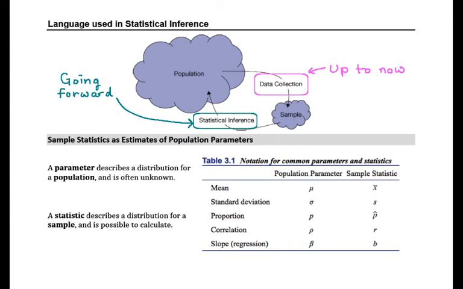So we have a little bit of language that has come up already for the most part, but now with some terminology attached to it. We say that a parameter describes a distribution for a population. And the parameter is often unknown. So here we have a list of population parameters, and that a statistic describes a distribution for a sample, and generally we are able to calculate a statistic exactly. So we have a list here of sample statistics.